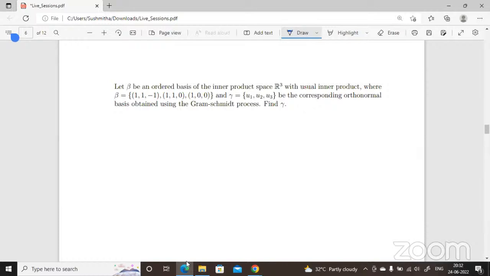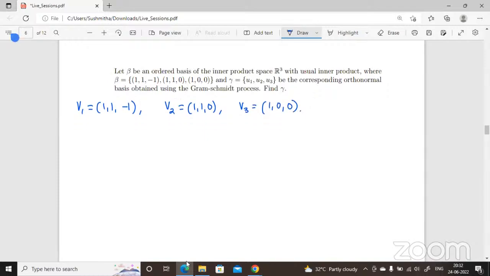Okay, let's quickly do this problem then. So we have an ordered basis. V1 is (1, 1, -1), V2 is (1, 1, 0), V3 is (1, 0, 0). What is the first step? W1 is V1 itself. Or you can take it as U1, anything. U1 will be W1 divided by its norm, that is 1 by root 3 times this. Okay.